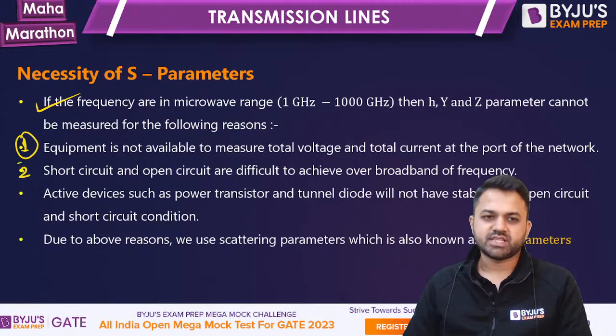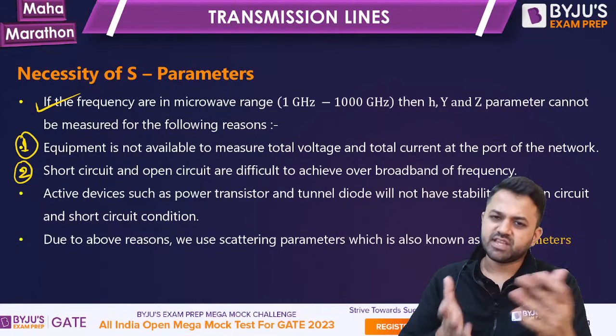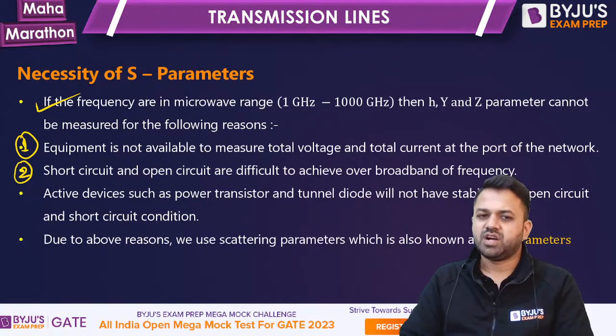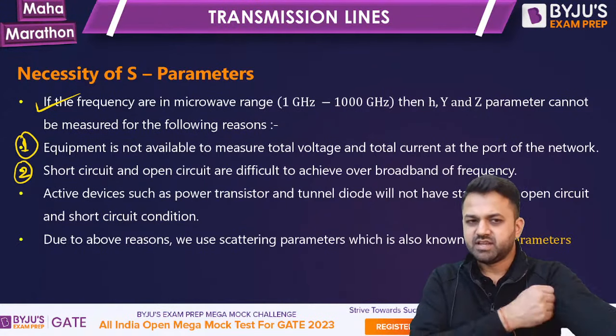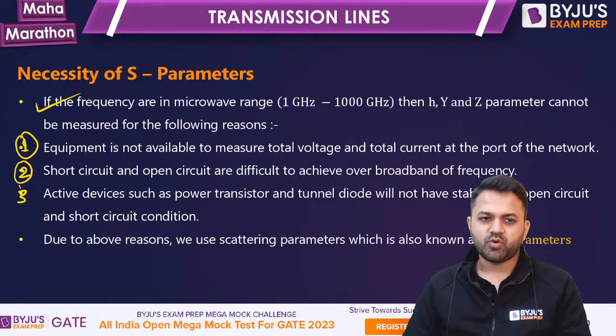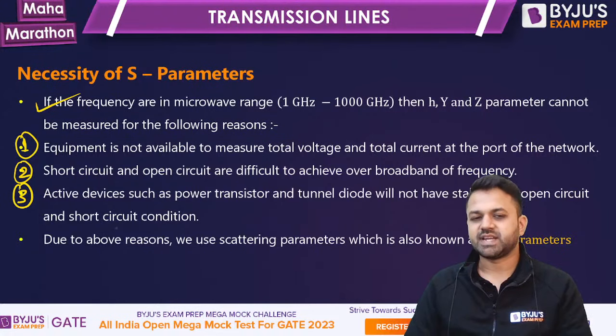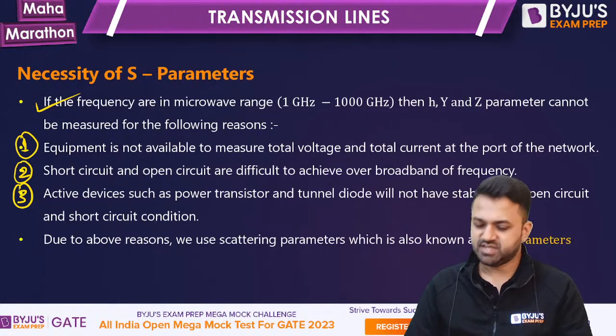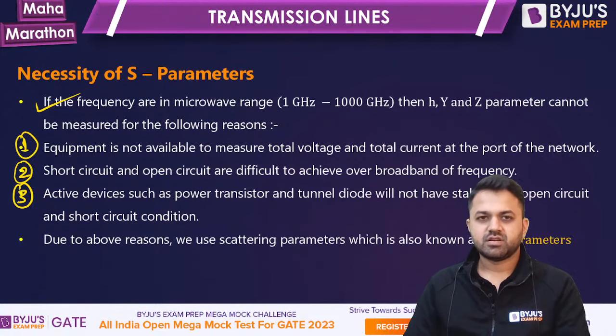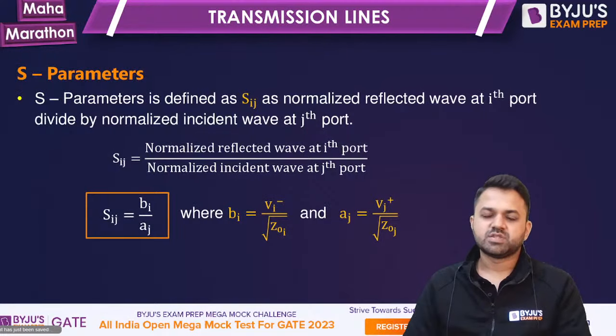The second point is that short circuit and open circuit are difficult to achieve over a broad range of frequency. When we vary the frequency, it is not easy to achieve the short circuit and the open circuit. The third point is that active devices such as power transistors and tunnel diodes will not have stability under open circuit and short circuit conditions. So because of this, we go to the S parameter.